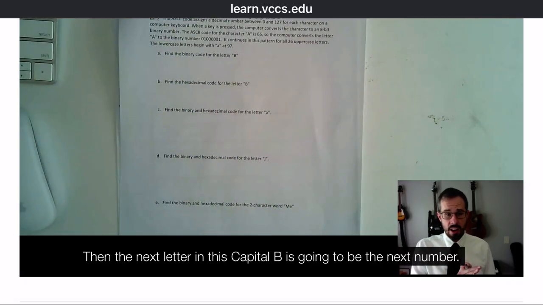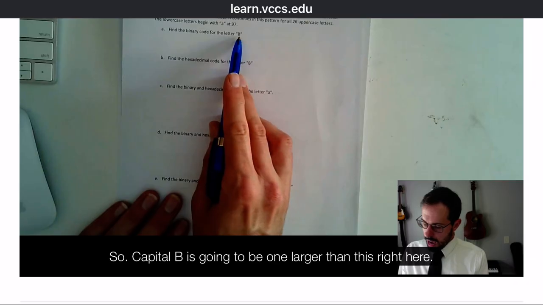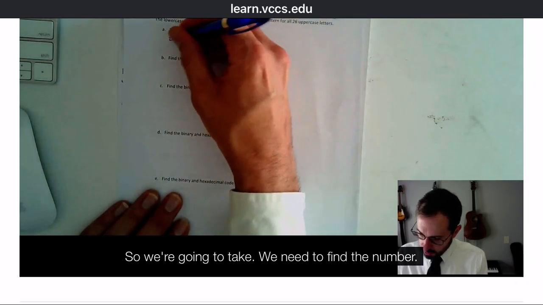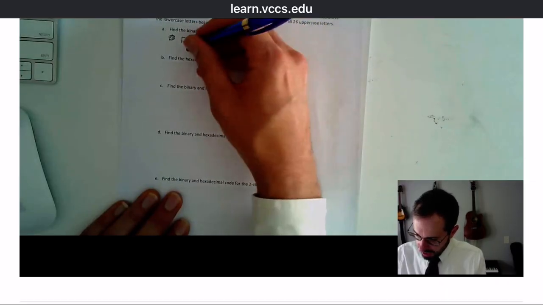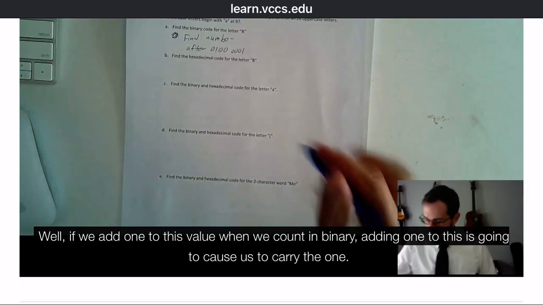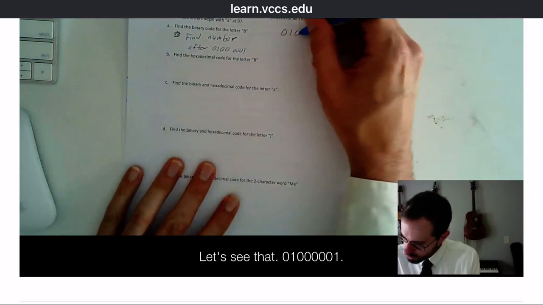Then the next letter, capital B, is going to be the next number. Let's find the binary code for that letter. So capital B is going to be 1 larger than this right here. We need to find the number after 0, 1, 0, 0, 0, 0, 0, 1. Well, if we add 1 to this value, when we count in binary, adding 1 is going to cause us to carry the 1. Let's see that. 0, 1, 0, 0, 0, 0, 0, 1.